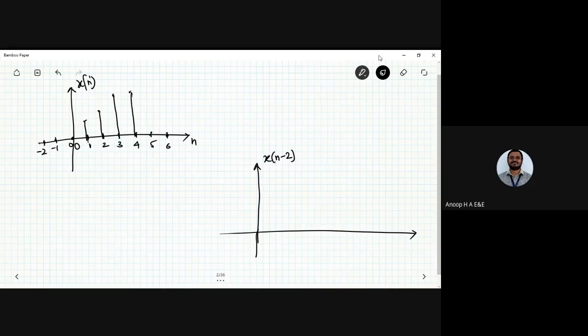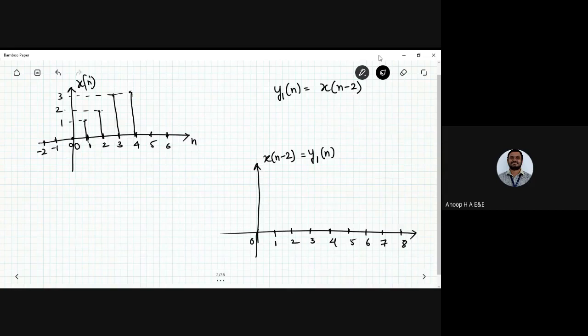So x of n minus 2 goes this way. I can write it to be y1 of n, which I can refer to as x of n minus 2. The signal has to go 2 units towards the right. So this is 1, this is 2. At n equals 3 and 4, the value is 3 then. 1, 2, 3, 4, 5, 6, 7, and 8.